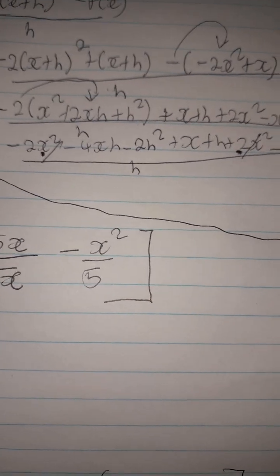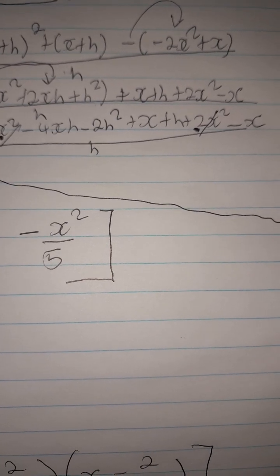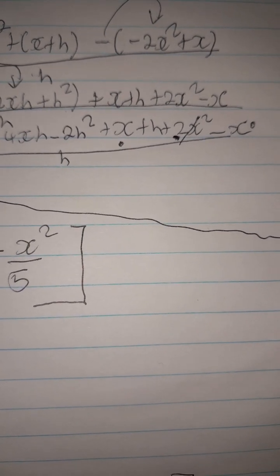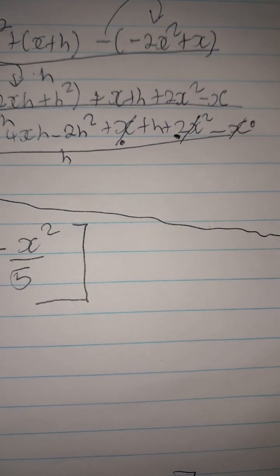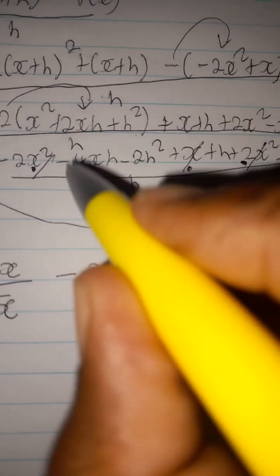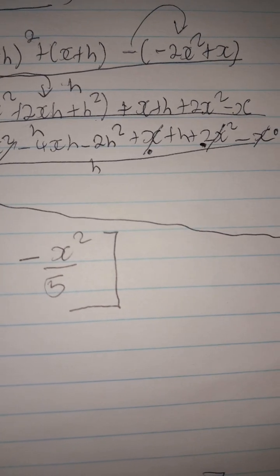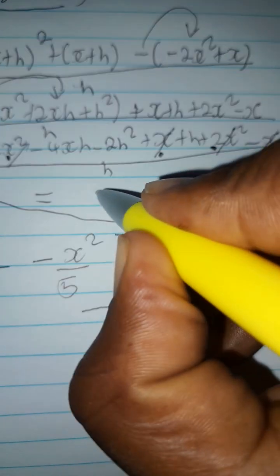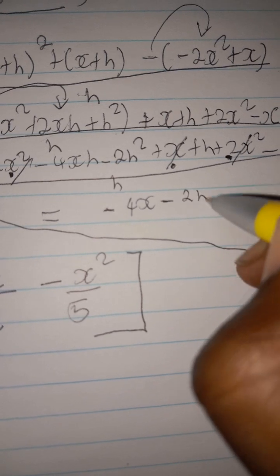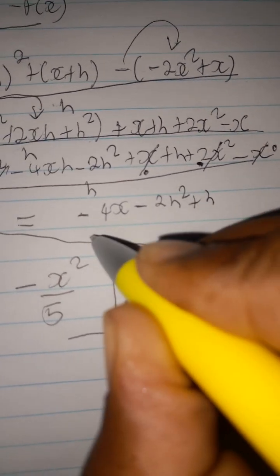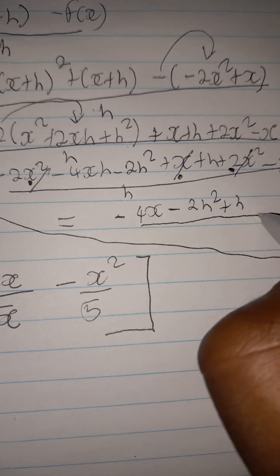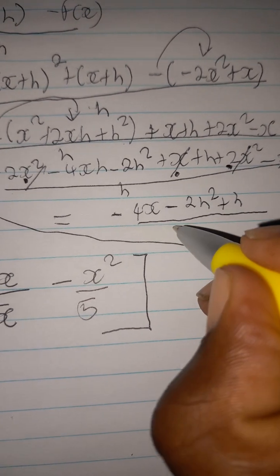Do we have other like terms here? Yes, we have x as well as x. What is x minus x? That's 0, so these are out. We are left with negative 4xh minus 2h squared plus h, all divided by h. We are doing well.